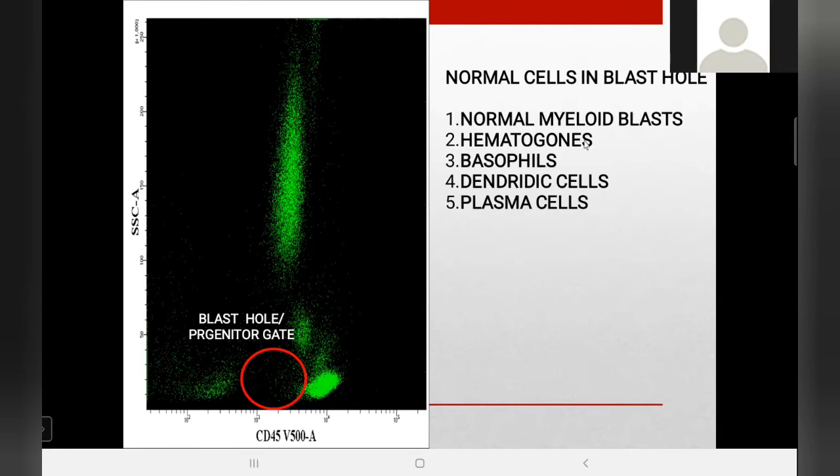Hematogones, which are the precursor B cells. Okay, they give origin to the B lymphocytes eventually. So they are present. The basophils, the dendritic cells, and the plasma cells. Though these three populations are not immature, still they are present in the dim 45 region. So one has to be very careful to call something abnormal. But first you have to rule out these normal cells, then you have to say there is something abnormal present. But remember that these cells are present in small quantities. They are not present in huge quantities. All right.